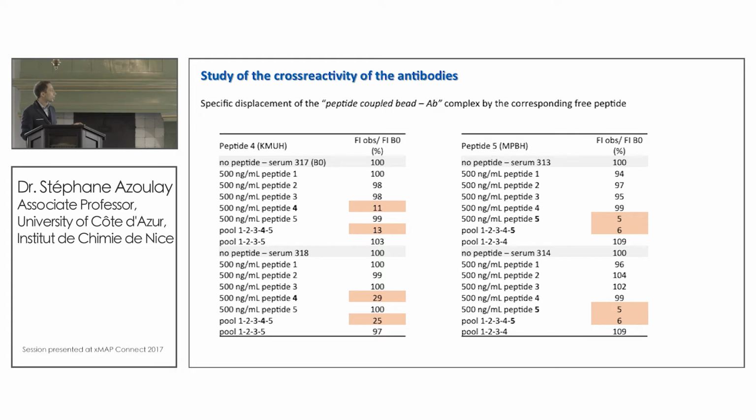We also tried with a pool of peptides, each one at 500 nanograms per microliter, and as you see, even with all the peptides there is no displacement. So it was okay for all the sera and quite reproducible.